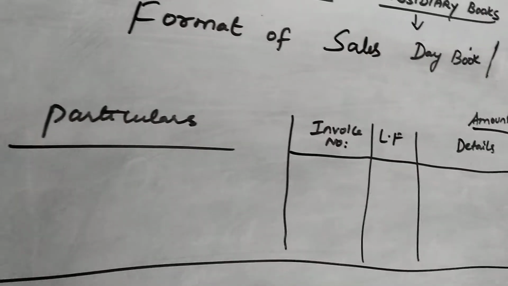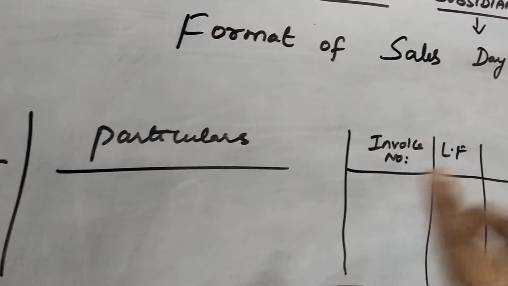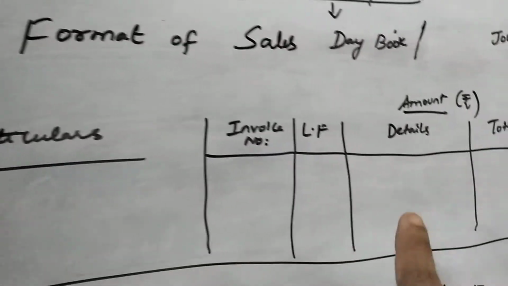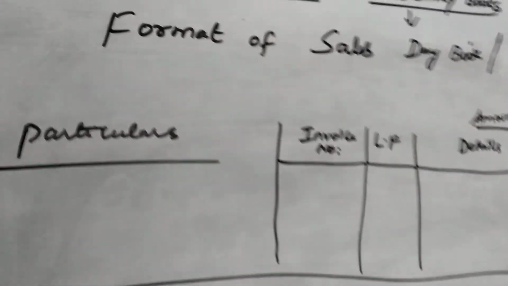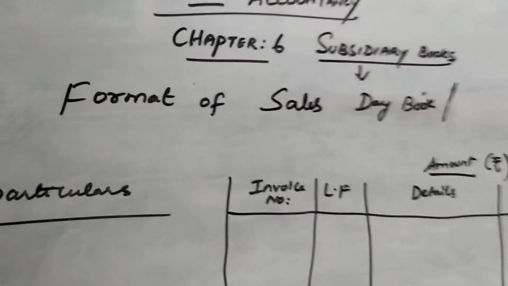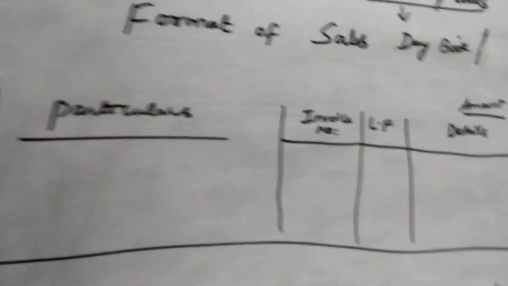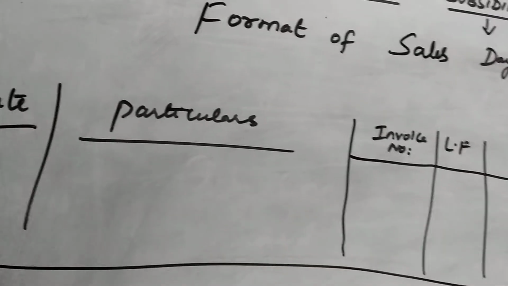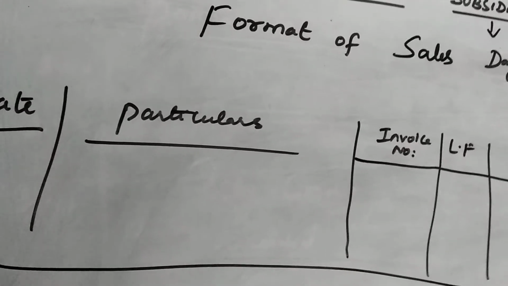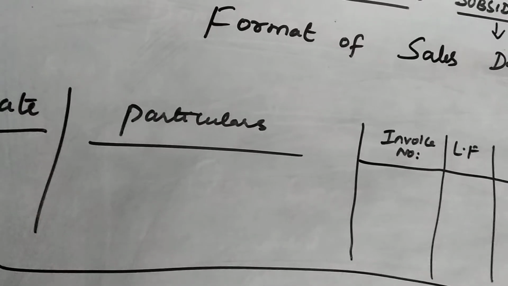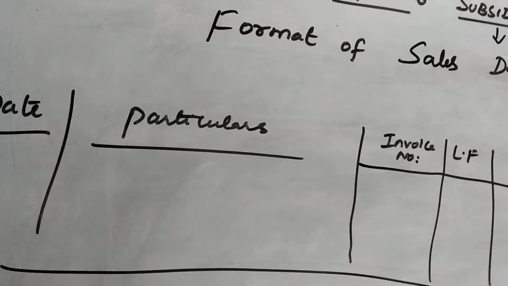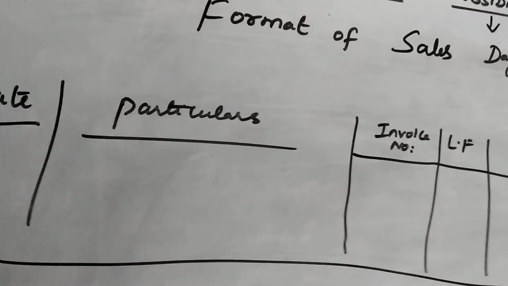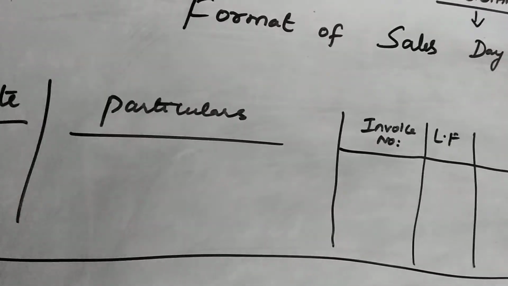So, it is similar to a purchase day book. The columns are the same. Date, particulars, invoice number, ledger folio, details, total. Same thing for sales day book. Again, you will be recording only credit sales. Cash sales must be omitted. Similarly, sale of assets must also be omitted. Only credit sales of goods will be recorded in the sales day book.